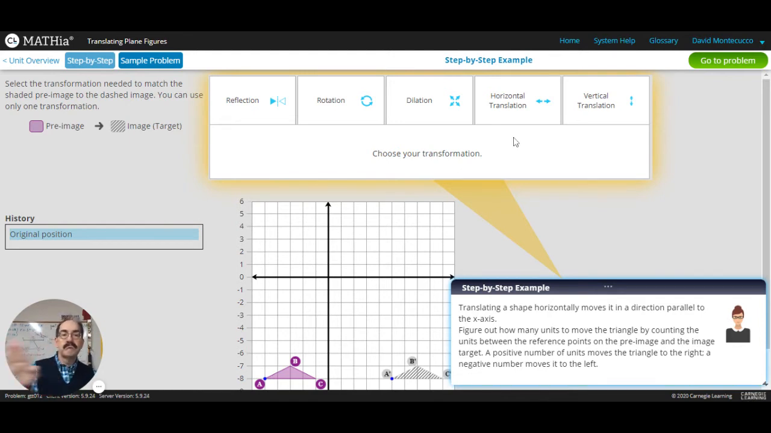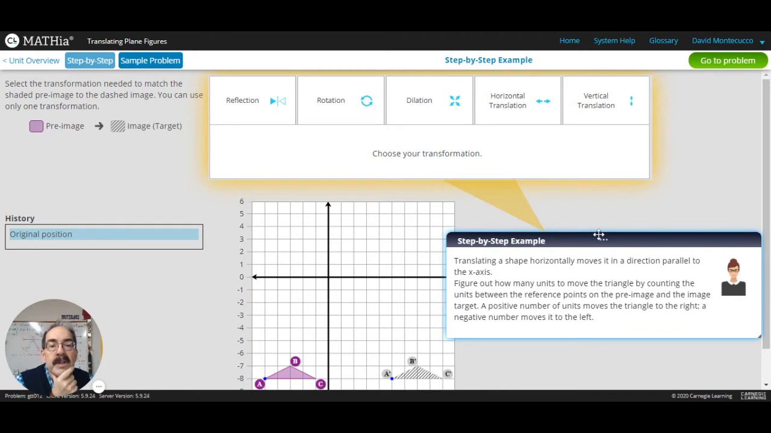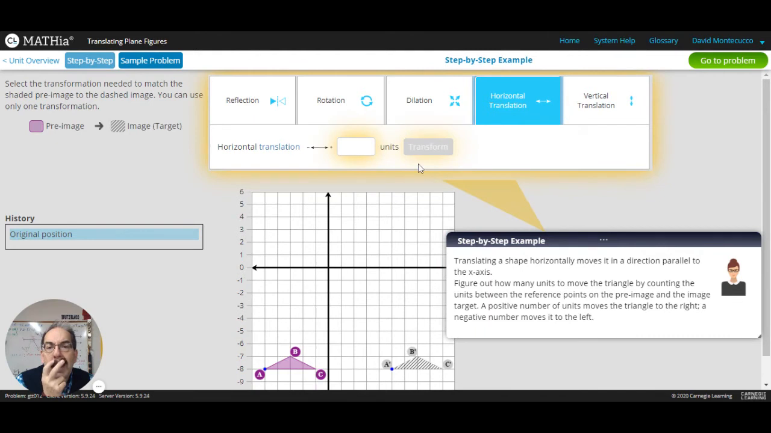Translate. All right, step by step. Translate moves in a direction parallel to the x-axis, and figure out how many units it moved. Well, we can do all that. So we are going to translate here, and it translated, what, 1, 2, 3, 4, 5, 6, 7, 8, 9, 10. Let's try 10.